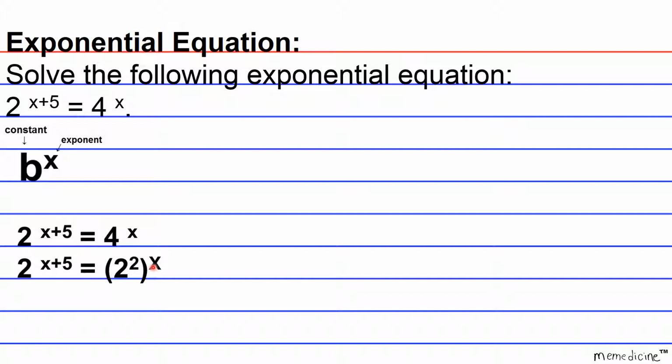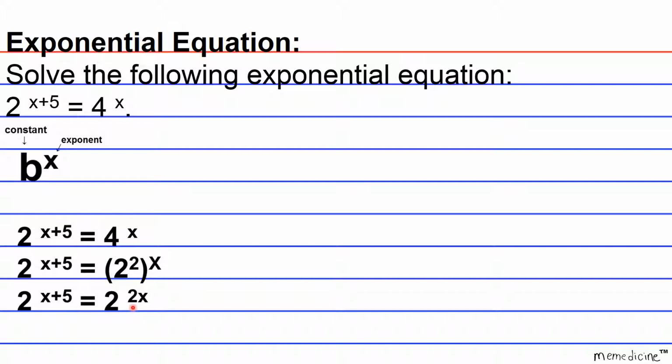And we're still going to keep 2 squared, but now that we're raising it to the x power, what we're going to do is multiply the exponents, okay? So when you raise a base with an exponent to another exponent, all you basically do to simplify is multiply the exponents, okay? So now we're going to wind up with 2 to the x plus 5 is equivalent to 2 raised to the 2x.